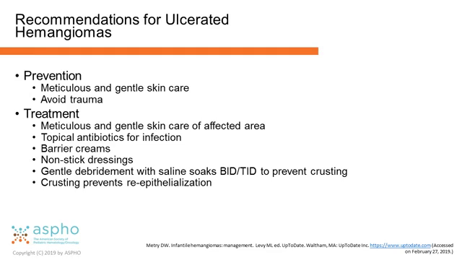Prevention of ulceration is obviously desirable, and this requires meticulous and gentle skincare and avoidance of trauma to the area. Once ulcerated, the goal is to re-epithelialize the tissue. Treatment similarly involves meticulous and gentle skincare as well as topical antibiotics, sometimes oral or IV antibiotics, barrier creams, and non-stick dressings such as Vaseline impregnated gauze, and gentle debridement with saline soaks 2 or 3 times a day to prevent crusting, which prevents re-epithelialization.